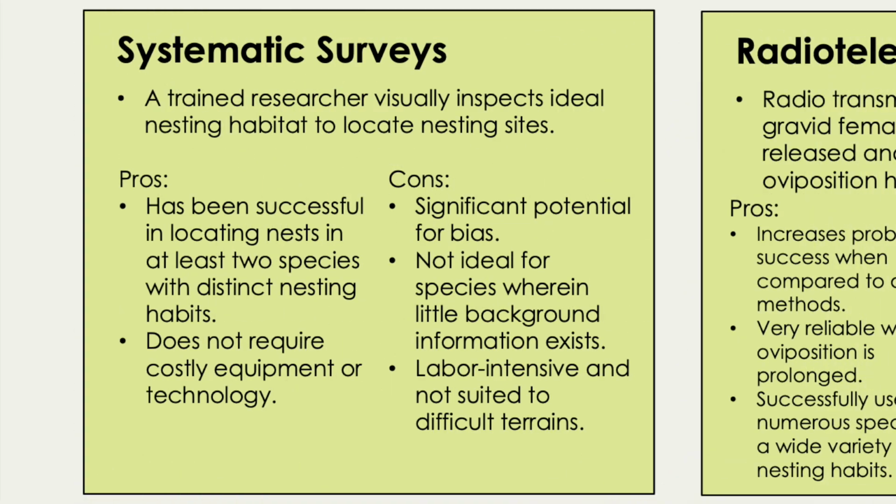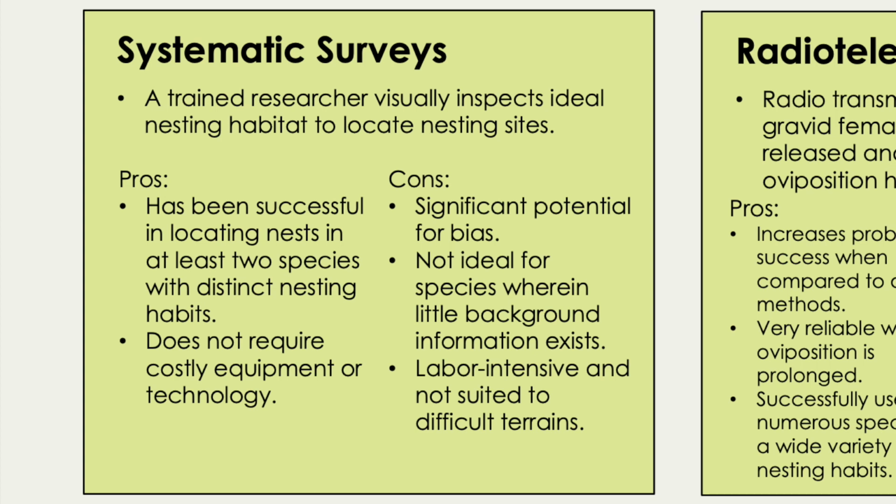Moving along to some of the techniques that have been attempted for oviposition site location, the first step is systematic surveys. This method requires a trained researcher to look for oviposition sites by eye in ideal nesting habitat. The researcher looks for distinct signs of nesting or searches for nests near material that is associated with the oviposition sites of the species of interest. This technique has been successful in locating nests in at least 2 species with distinct nesting site preferences. Also, this technique is relatively cheap and does not require costly equipment or technology.